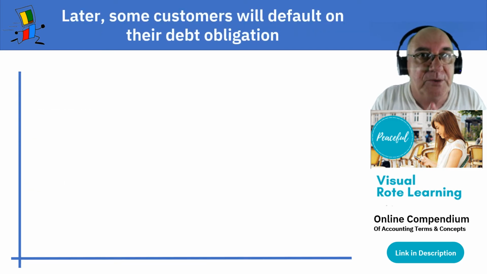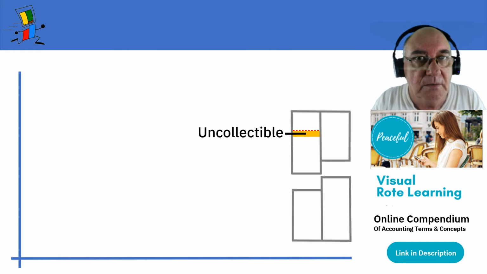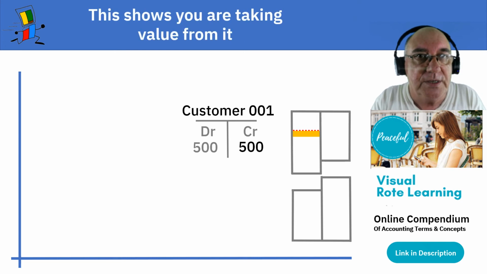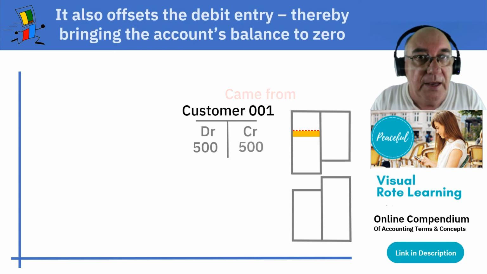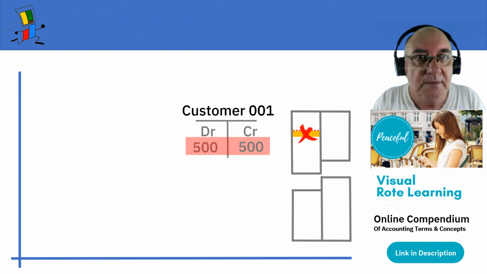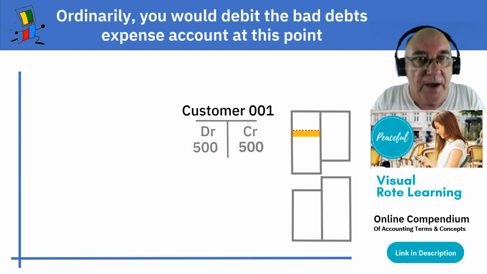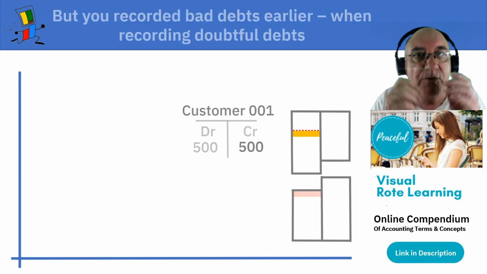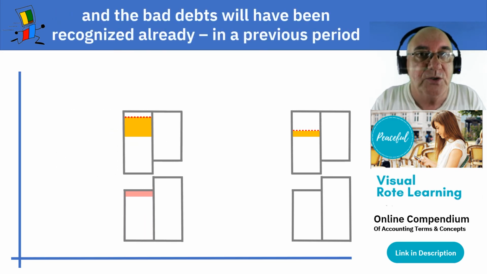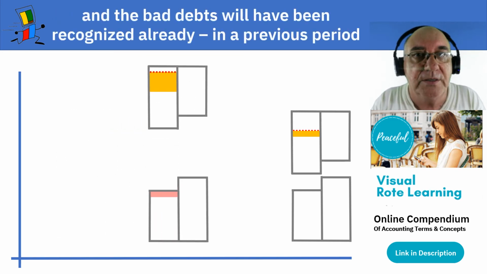Later, some customers will default on their debt obligation. When a customer defaults, you credit their account. This shows you're taking value from it. It also offsets the debit entry, thereby bringing the account's balance to zero and writing off the debt. Ordinarily, you would debit the bad debts expense account at this point, but you recorded bad debts earlier when recording doubtful debts, and the bad debts will have been recognised already in a previous period.